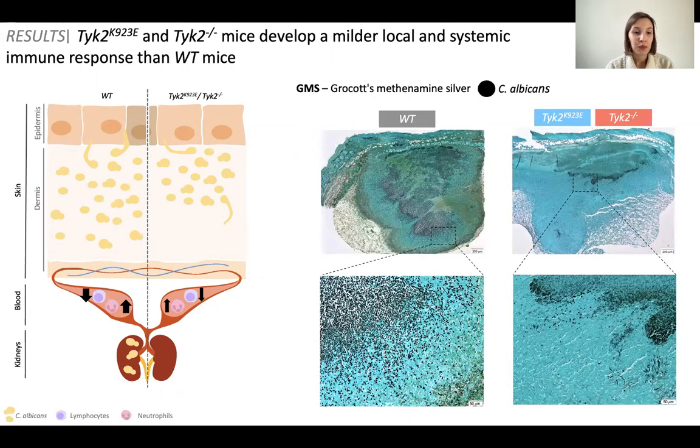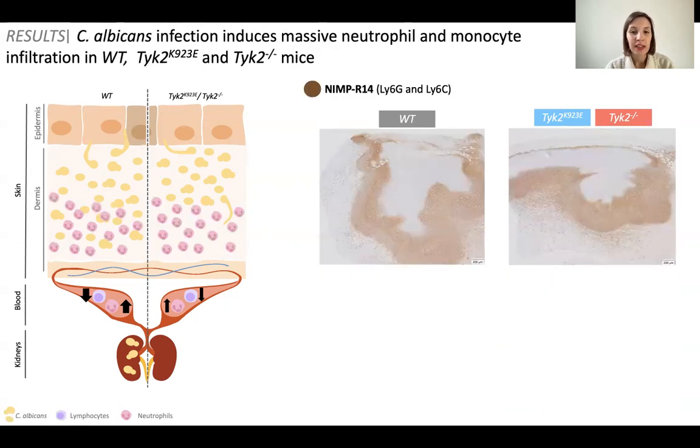Then I looked into more detail in the skin, and what I observed was that in the wild type, Candida can spread all over the tissue, but in KE and knockout, it is much more contained and it does not spread that easily. And I have also observed that there is a huge infiltration by neutrophils, and these we can see in both scenarios. Also, when I compare the numbers, they are very, very similar.